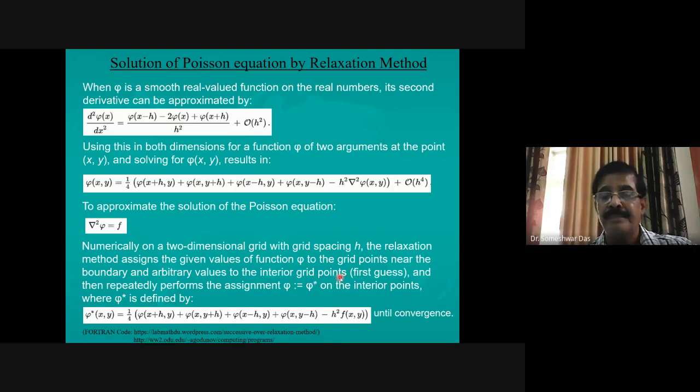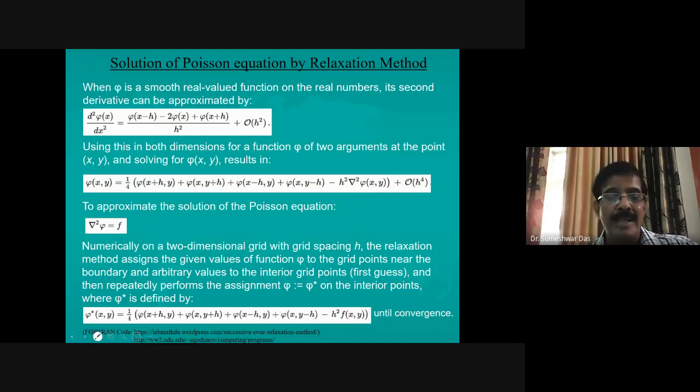First guess, just like we had the first guess in the objective analysis, here also use the first guess. And I'll explain further about the first guess. And then repeatedly perform the assignment of phi into phi star on the interior grid points. The phi star is defined by this expression. So just see, this is exactly the same as this one, minus h square. Now in this case, del square phi x, y, which is nothing but your zeta. Del square psi is zeta. F x, y is zeta, until the convergence.